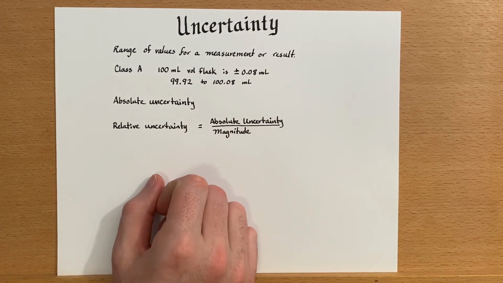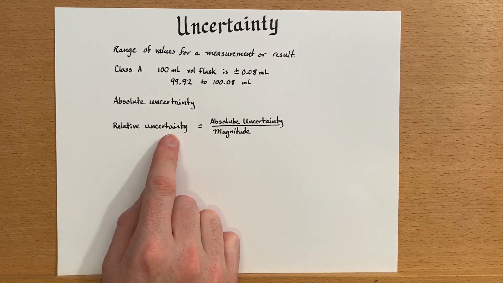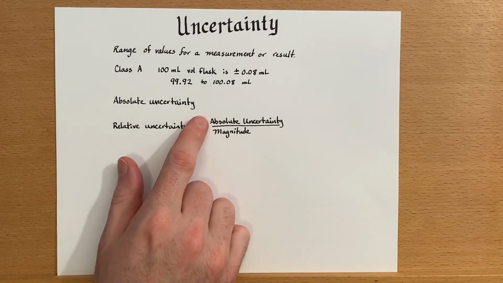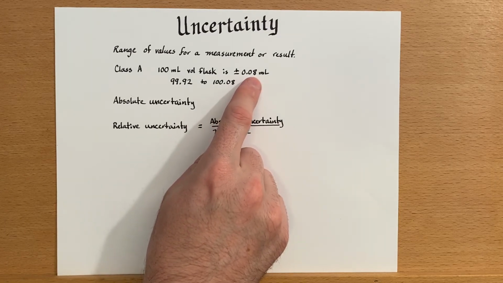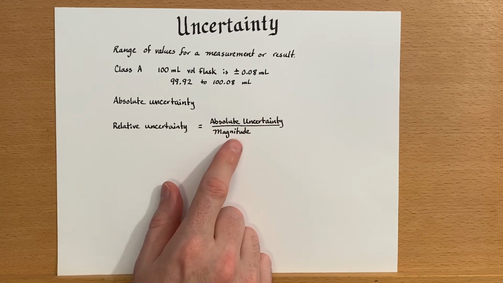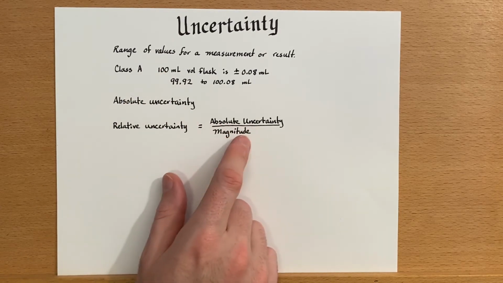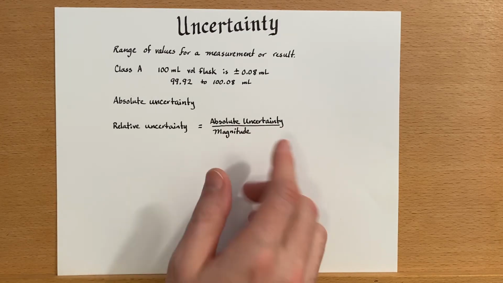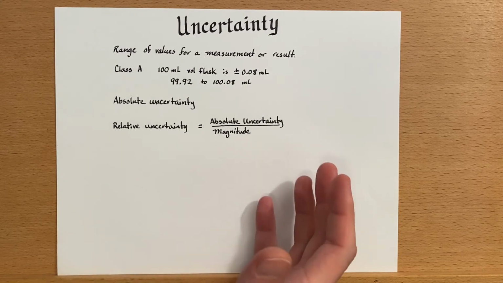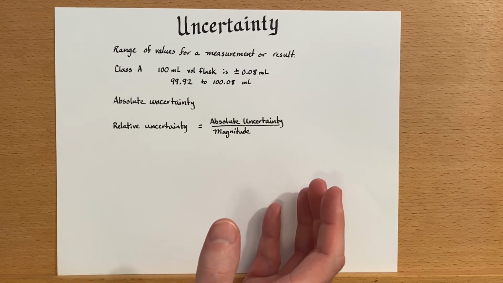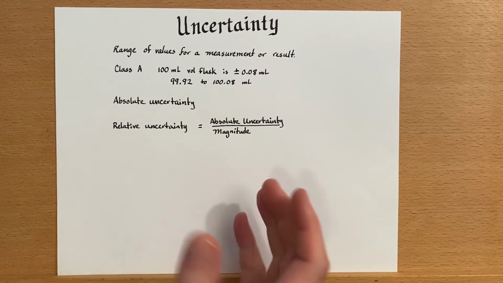There's another kind of uncertainty that is useful, and that is relative uncertainty. And quite simply, we take the absolute uncertainty, which is our 0.08 milliliters in this example, and divide by the magnitude of our measurement, which in this case would be 100. So we'd take 0.08, divide by 100, and then that would be our relative uncertainty. Now, often relative uncertainties are expressed as a percentage, so then we would multiply by 100. So in this case, it would be 0.08%.